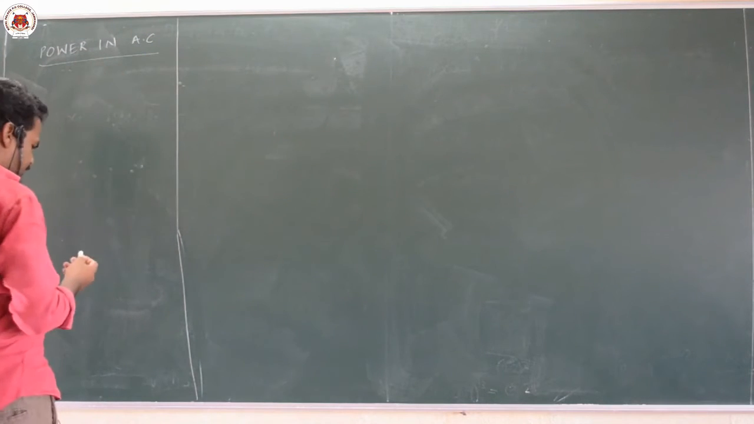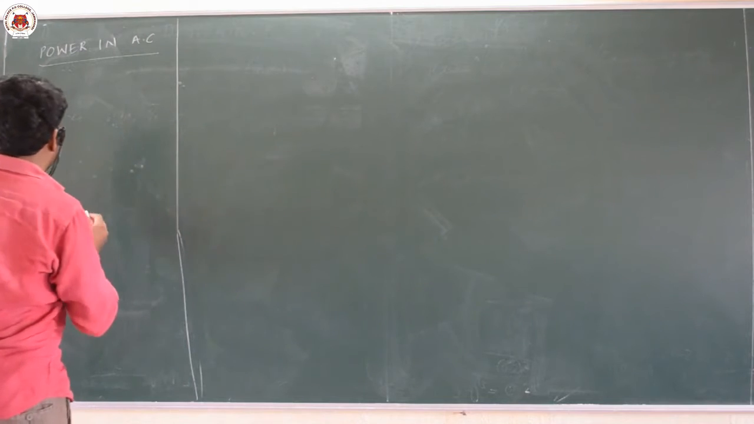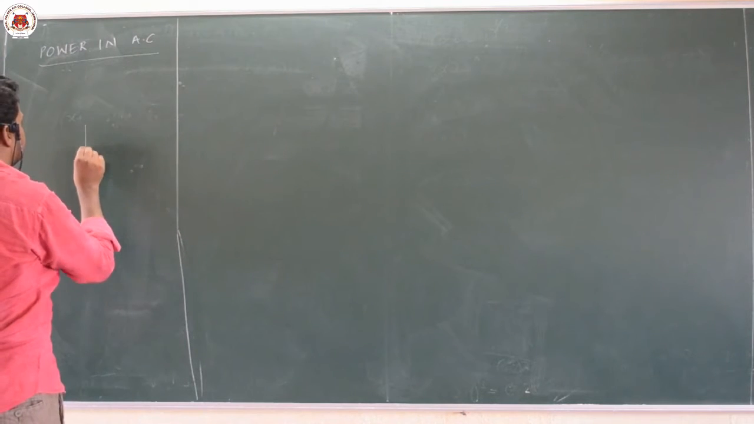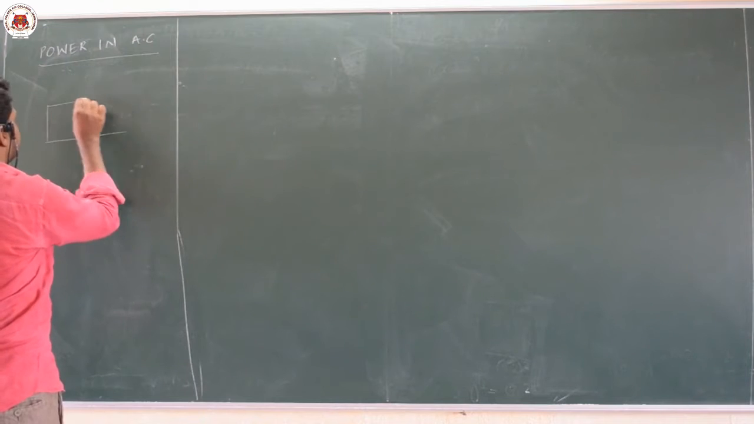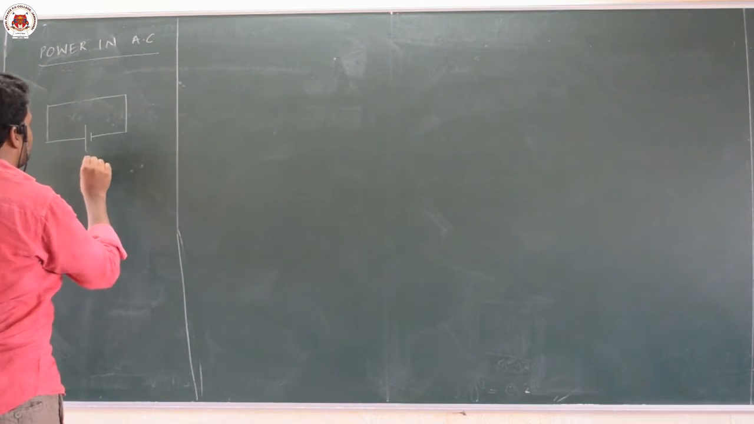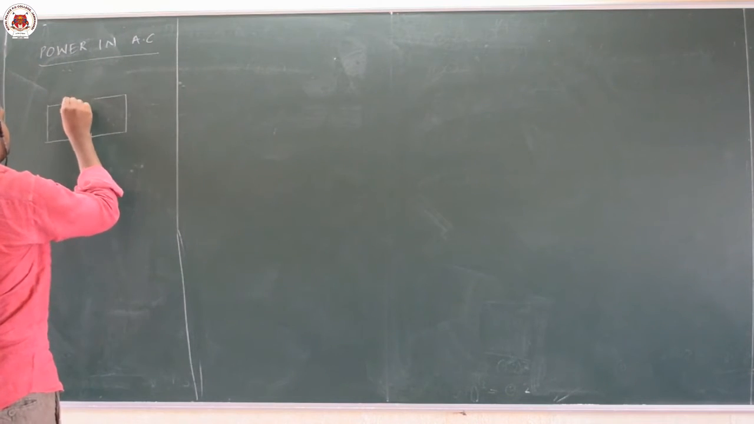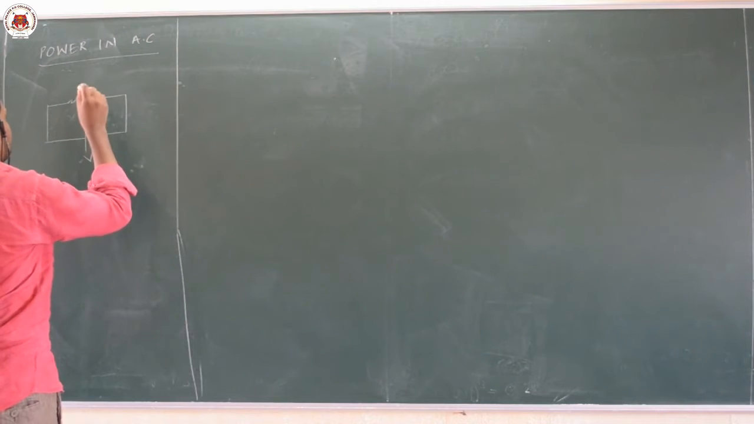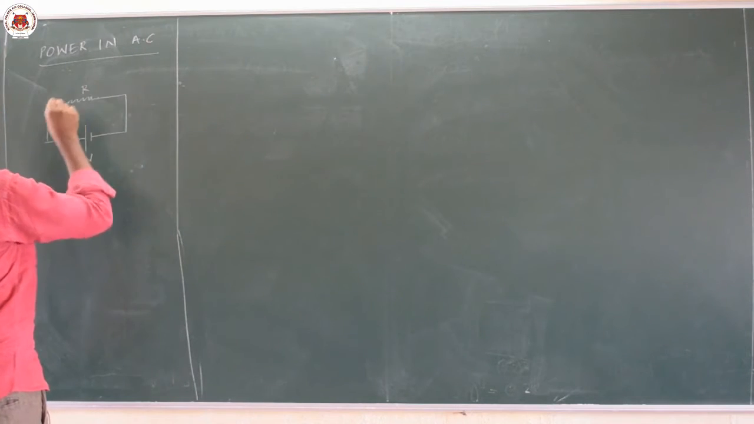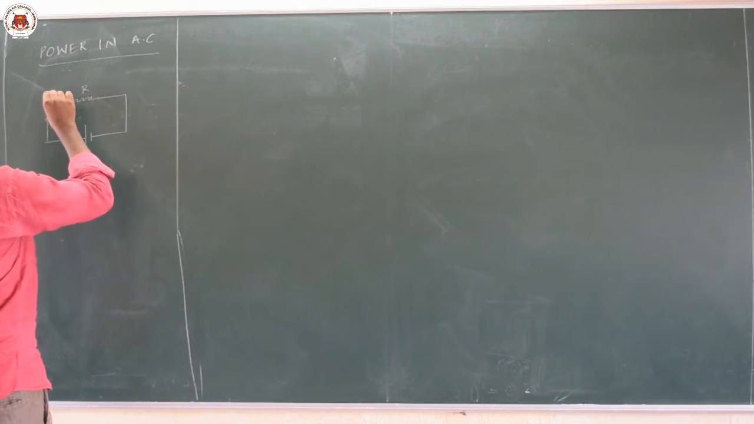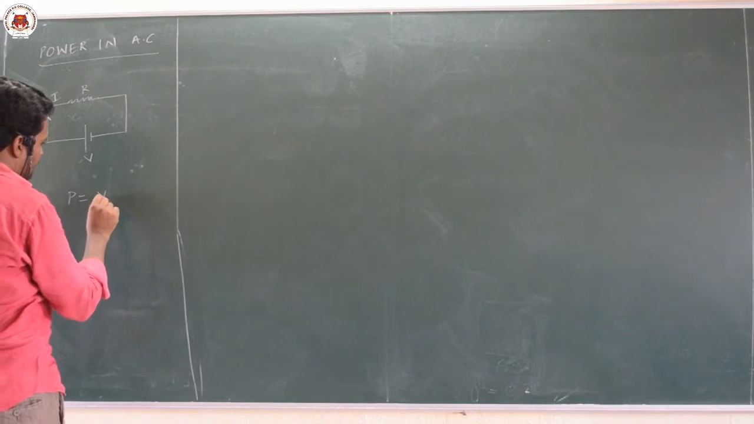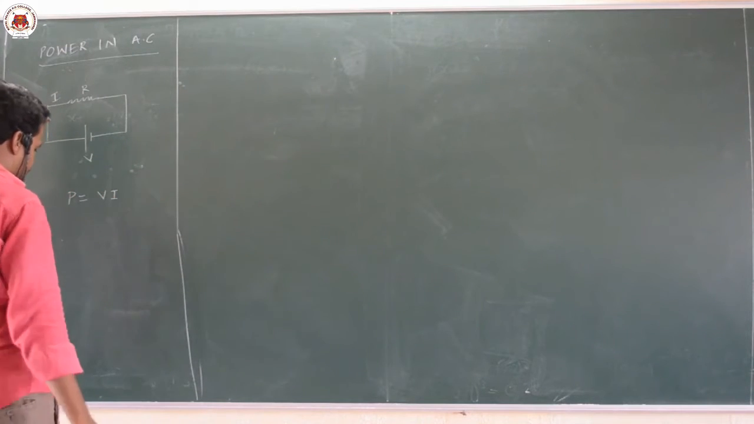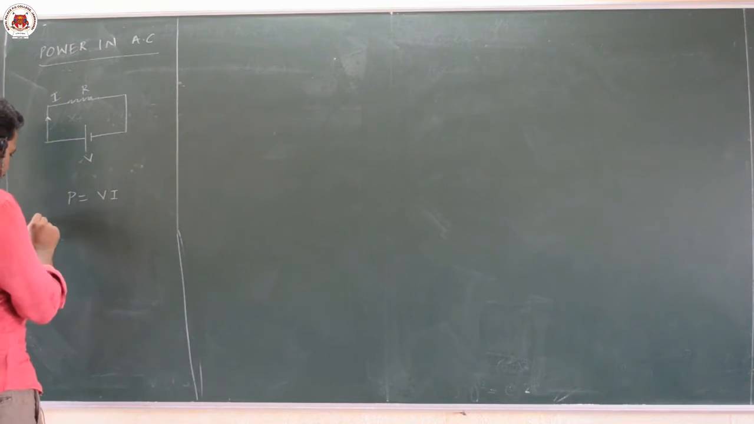You know the formula of power when a resistor of resistance R is connected to a DC source of potential difference V, and current I flows: then power is equal to V into I. This is the formula. But in case of alternating current, the scene is different.